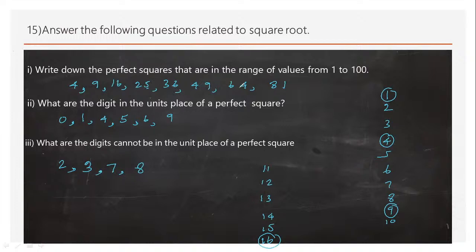49 you can see 9, 81 you can see 1. But you can't see these numbers. What are the numbers? You can't see 2, 3, 7, 8. These numbers can't be seen at the unit place. Just observe your square numbers and see several square numbers. You can't see these 2, 3, 7, 8 at the unit place of the square numbers. The other numbers maybe you can see 0 or 1 or 4, 5, 6 or 9.